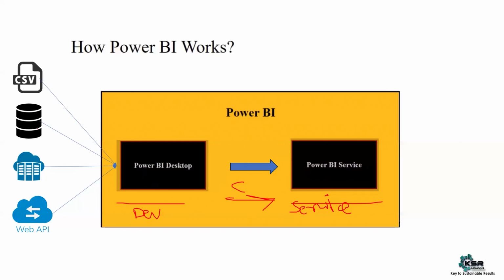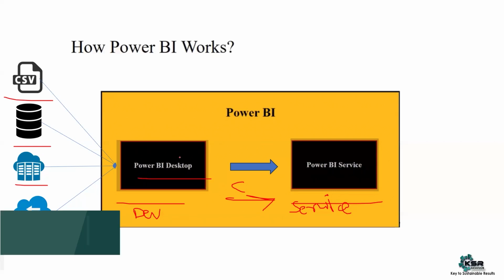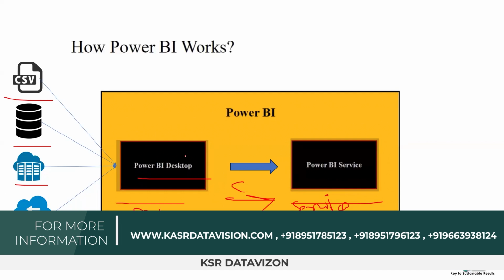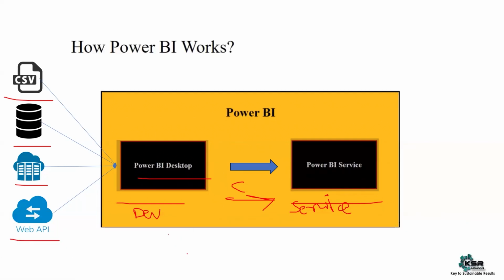So Power BI Desktop can be connected with any of these data sources. And once you connect to Power BI Desktop, you can make your report. Whatever changes you want, you can do all those changes. Whatever development you want, you can do all that development. And at the end, you can publish it to the service. So at the higher level, there are two different components which you can identify, which is Desktop and Power BI Service.